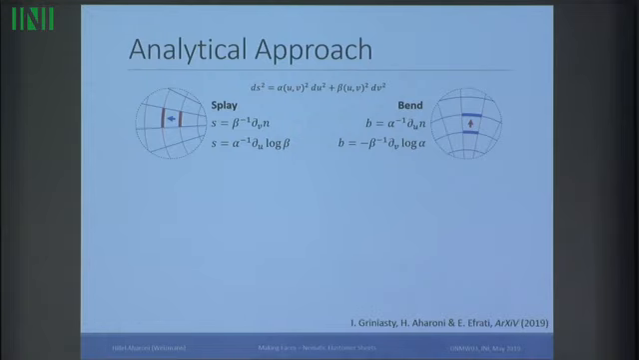But I, of course, don't know the bend and splay everywhere because I don't know my director field yet. It's part of the problem. So I need some equations to tell me how the bend and the splay change as I change the coordinates. And this I don't have. What I do have is a compatibility condition.